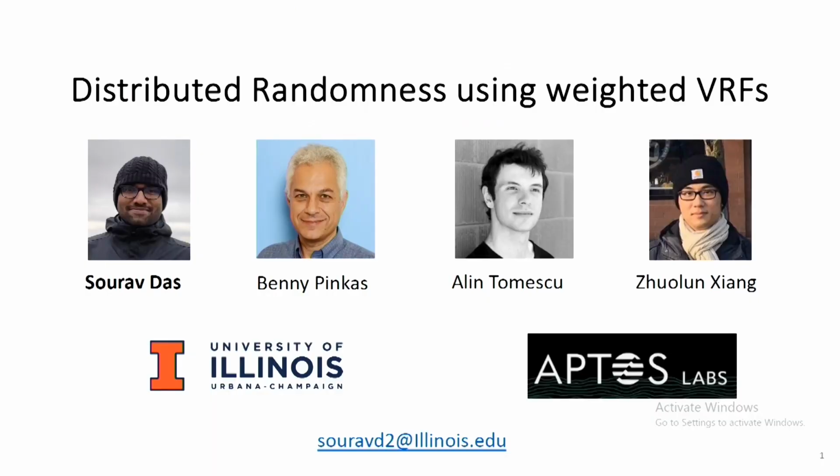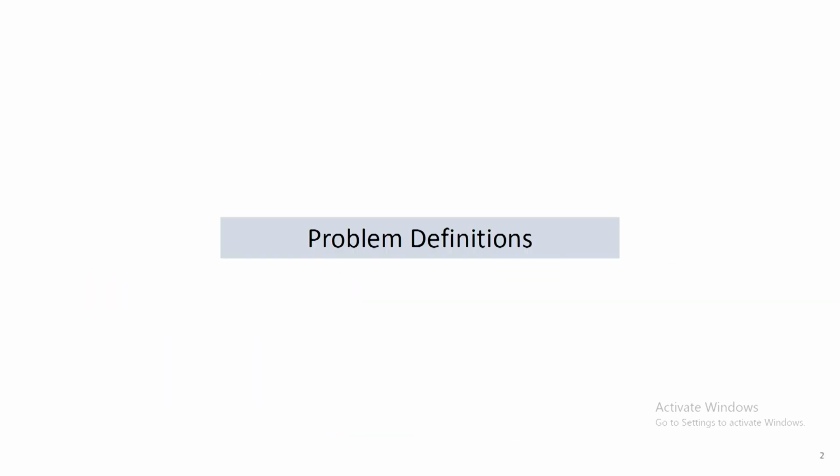I'm Sourav. Today I'll talk about our paper, generating distributed randomness using something called weighted VRFs. This is joint work with Benny, Aline, and Jolun from Aptos Labs. So let's get started. We'll start with the problem definition.